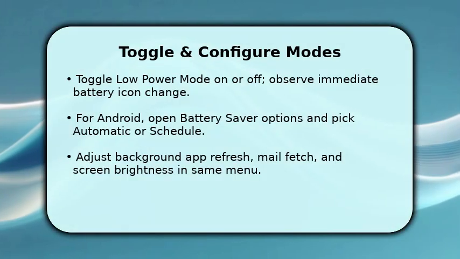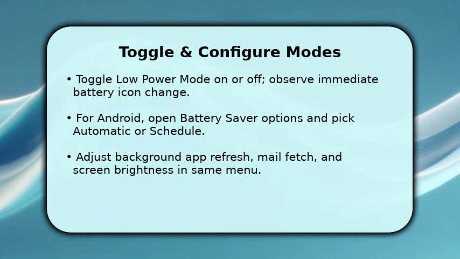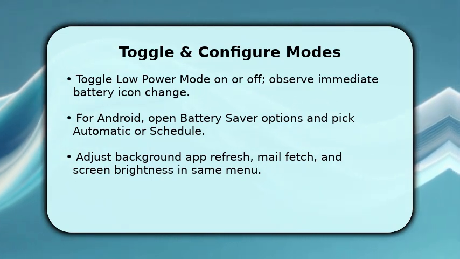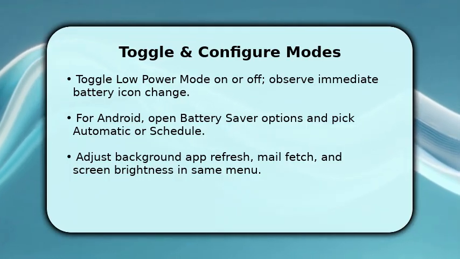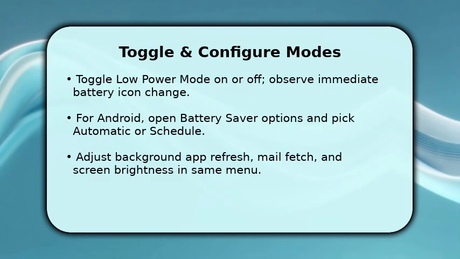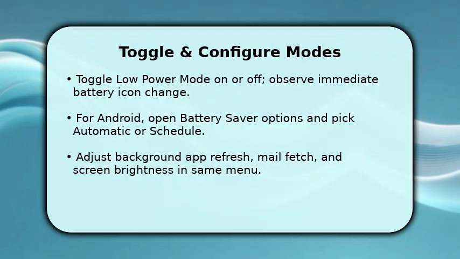You'll now change the mode itself and refine what it does. Tap the low power mode toggle on iPhone. You'll see the battery indicator turn yellow, which confirms the change. For Android, open battery saver settings and choose either manual, automatic at a percentage, or a schedule. Pick what fits your routine.